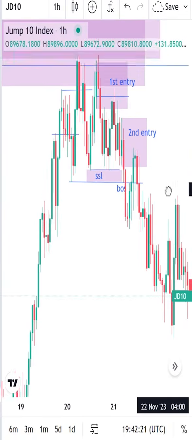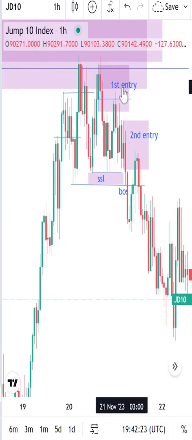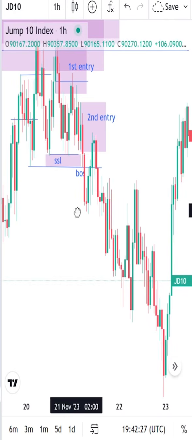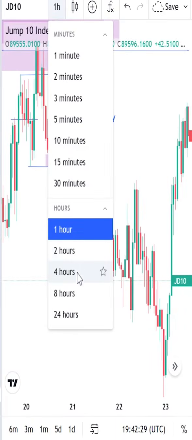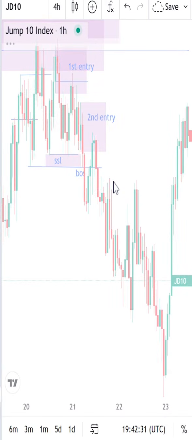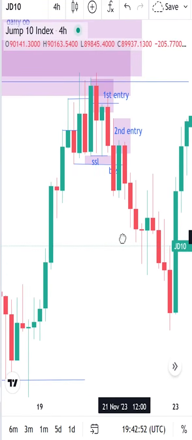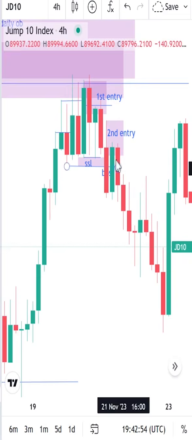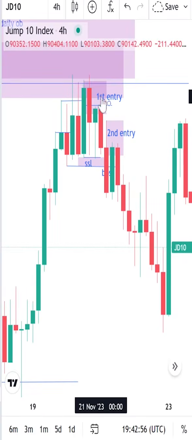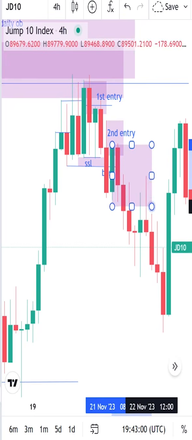So we first entered here, we scaled in here. That's our second entry. And let's move back up to the 4 hour and show you where I last entered my position, my third entry. So on the 4 hour, you can see now that our first entry, second entry, and then the third entry was done because of this.